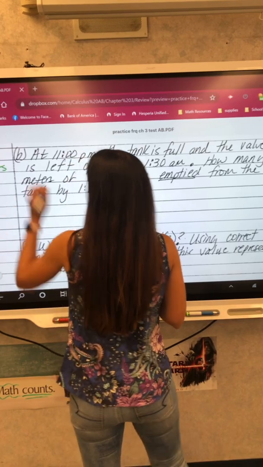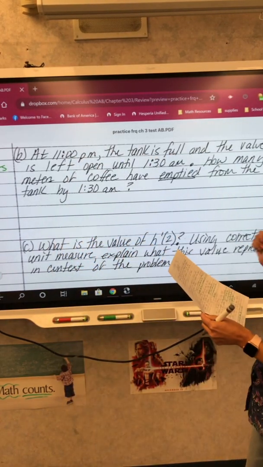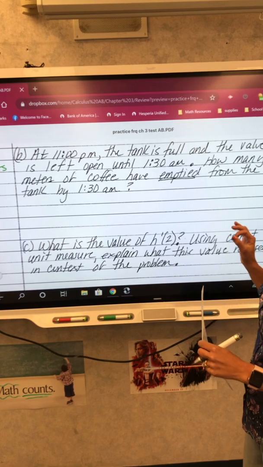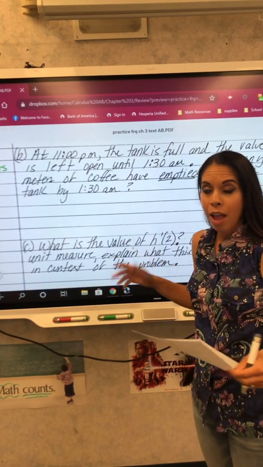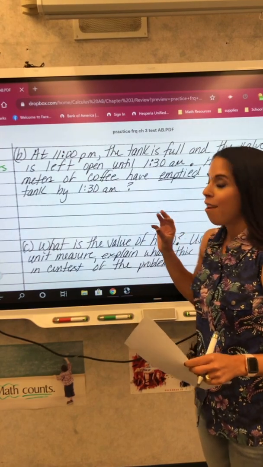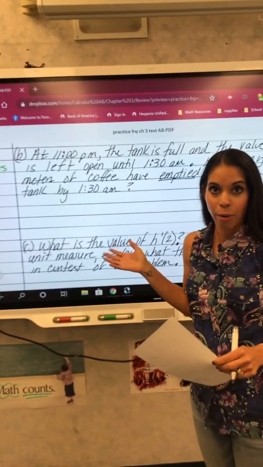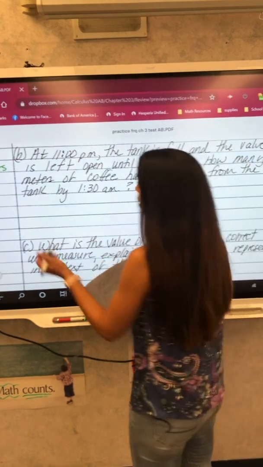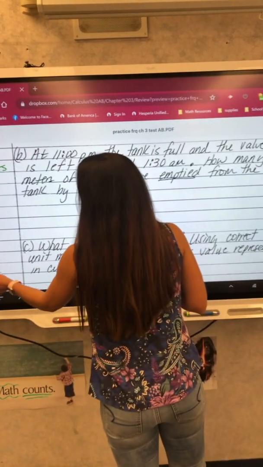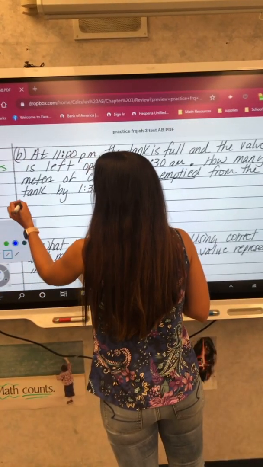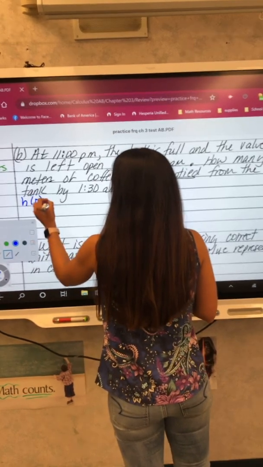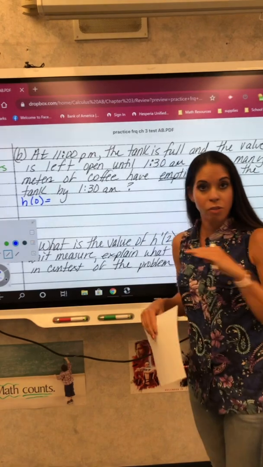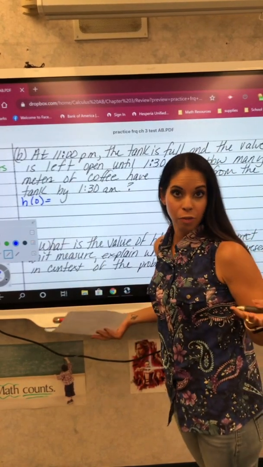have elapsed. Okay, so that's the time we have. So we need to see how full is the tank when it is full, and how full will the tank be after 2.5 hours? And then we need to see the difference. So first of all, let me change colors. Let's find H of 0. So this means that the time is 0. So this is our starting time, so this means that the tank is full.